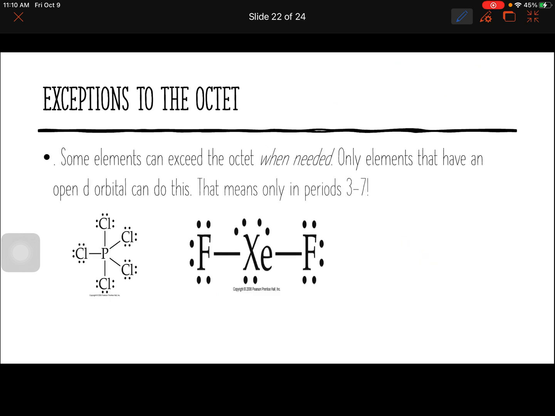Now, for the expanded octets, I'm going to take these molecules that are drawn here and show you how this works with the numbers we've been working with to show you the process of how we got there. So the first one is PCl5, phosphorus pentachloride.